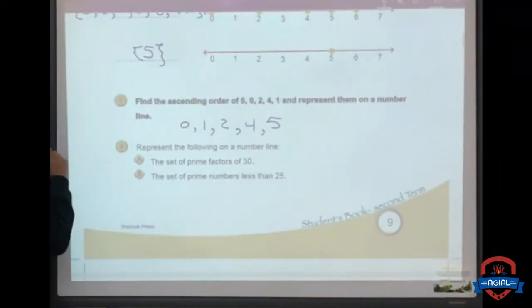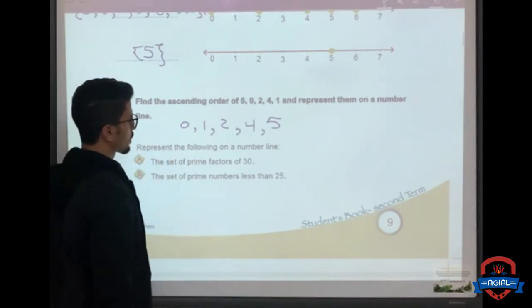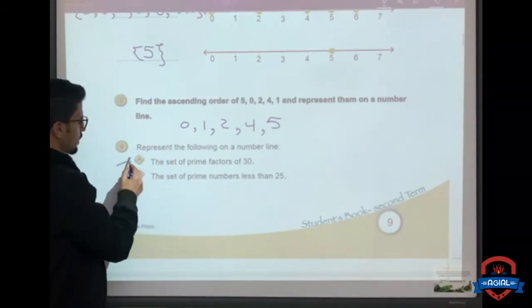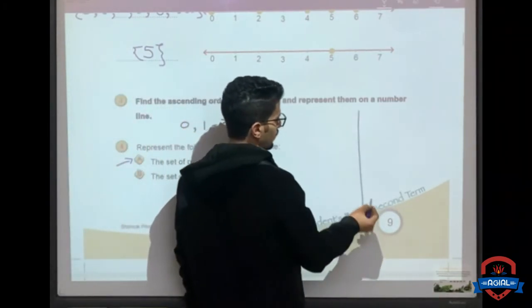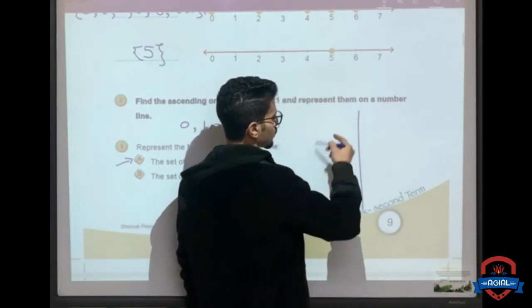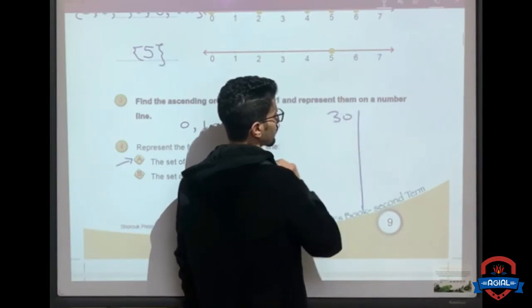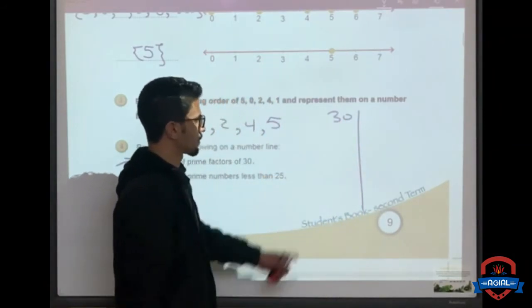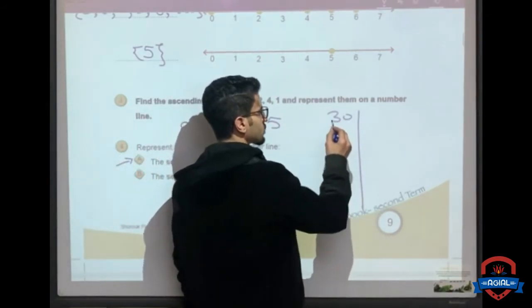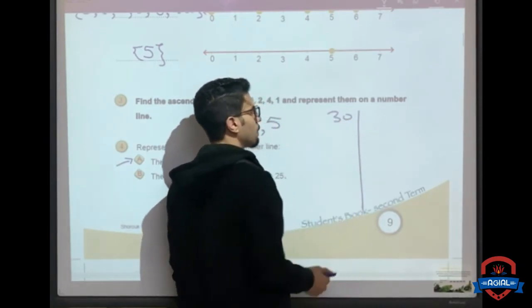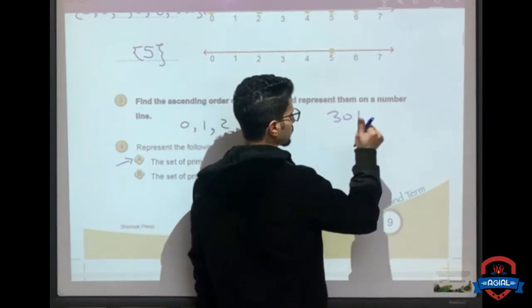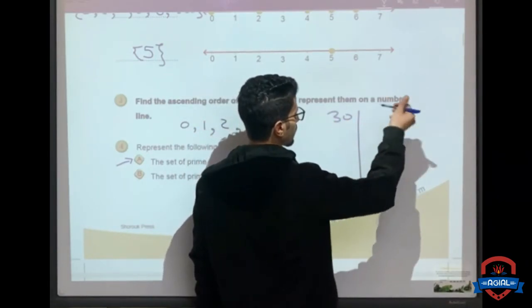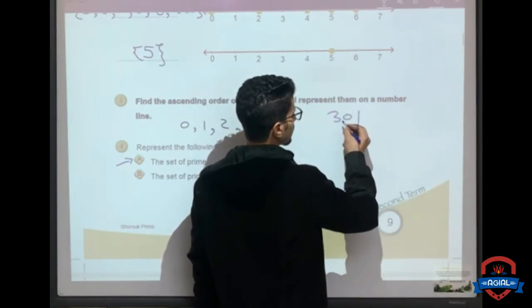And now in number 4, represent the following on a number line. Letter A, we have the set of prime factors of 30. So we need to find the prime factors of 30. I think you remember this way. To find the prime factors, we have to divide 30 by any prime number. For example, we start with 2, then 3 or 5, 7, or any prime number.